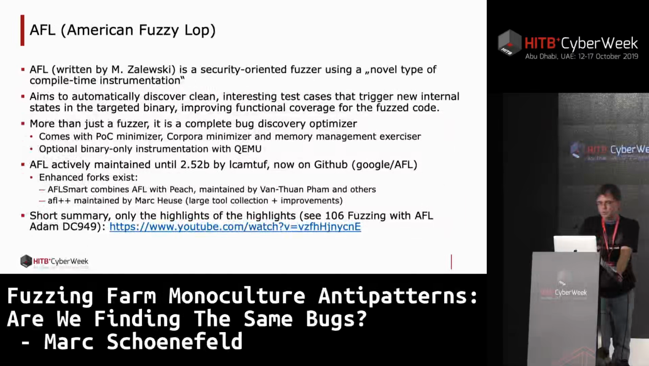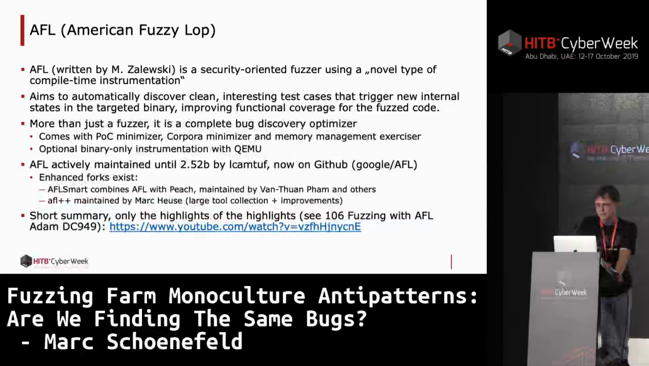So, coming to what currently is state of the art. State of the art is the AFL fuzzer written by Michal Zalewski, a security-oriented fuzzer, described as using a novel type of compile-time instrumentation, aiming to automatically discover clean, interesting test cases that trigger new internal states in the targeted binary, improving functional coverage for the fuzzed code. It's more than just a fuzzer, it's a complete bug discovery optimizer. It comes with a POC minimizer, a corpus minimizer, and things like libdislocator, which exercises the memory management by using edge cases for realloc, for example. It has optional binary-only instrumentation with QEMU if you want to fuzz binaries as they come from the vendor, or you can use the AFL compilation tools.